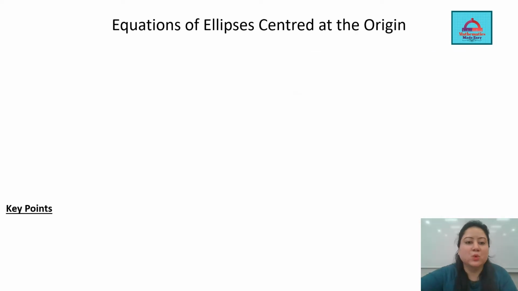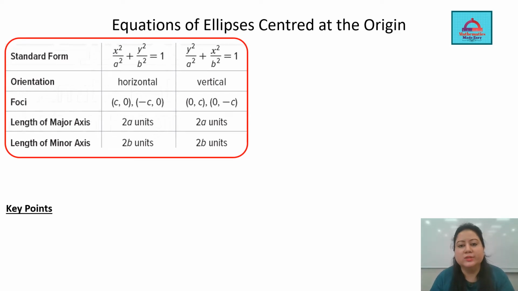Coming to the next point, it is the equation of the ellipse. Now a simple ellipse which has center at origin, which is 0, 0 is of this form. So you can have a look at this table. It has the following formula sheet.